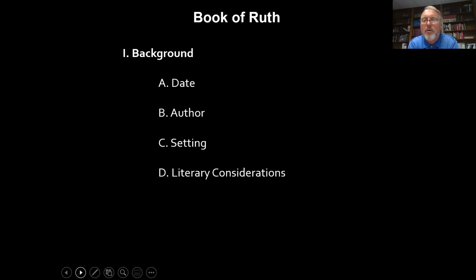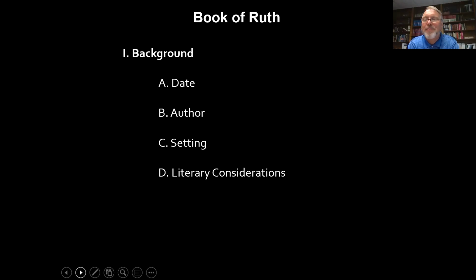And my typical pattern in talking about each of the books that we look at in this course is to give you some information in 4 major areas: the date, the author, the setting, and literary considerations before we look at theology and specific passages from the book. These 4 basics underpin our understanding of the book historically and literarily.